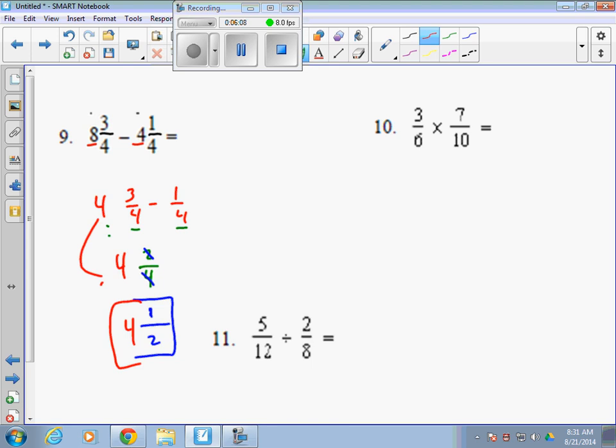Number 10 says 3/6 times 7/10. With multiplication, you could always simplify the fraction. So instead of having 3/6, you can call it 1/2 right there. Or you can multiply straight across and simplify at the end. Either way, you're going to come up with the correct answer.